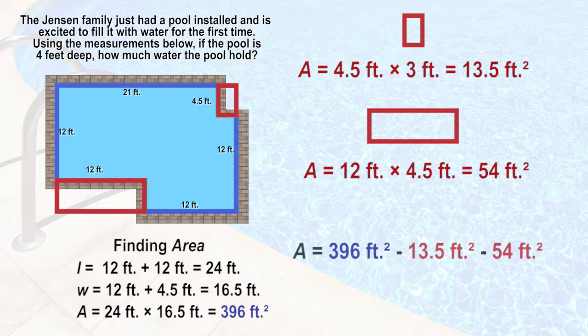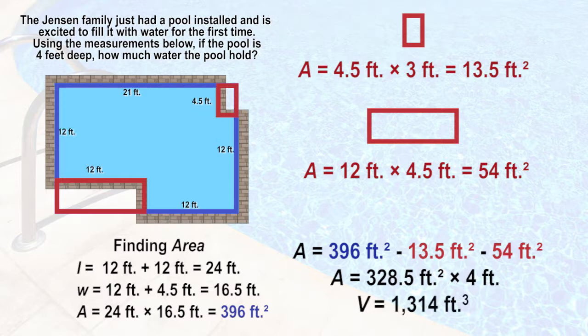Now subtract the areas not included in the pool from the total area found. 396 subtract 13 5/10 subtract 54 equals 328 5/10 square feet total area for the base of the pool. Multiply the base times 4 feet for a total volume of 1,314 cubic feet.